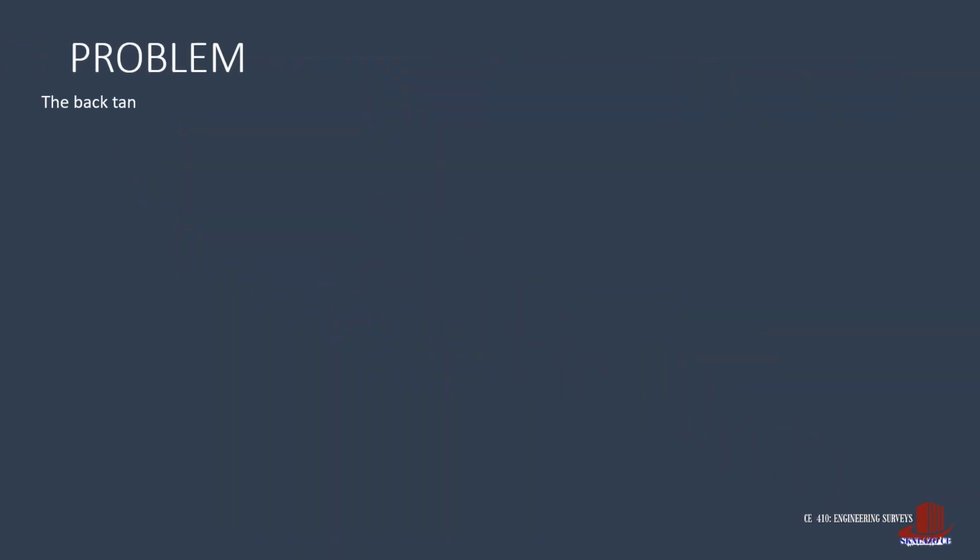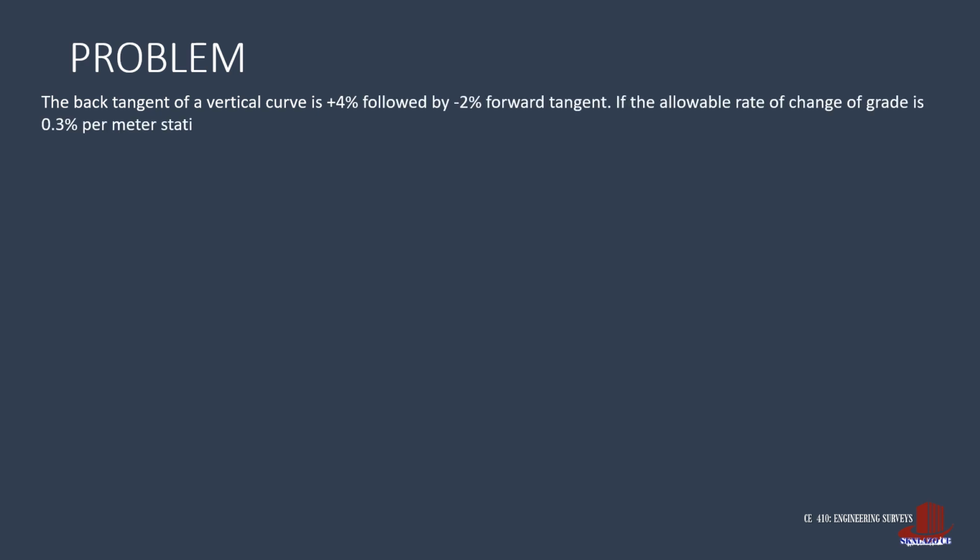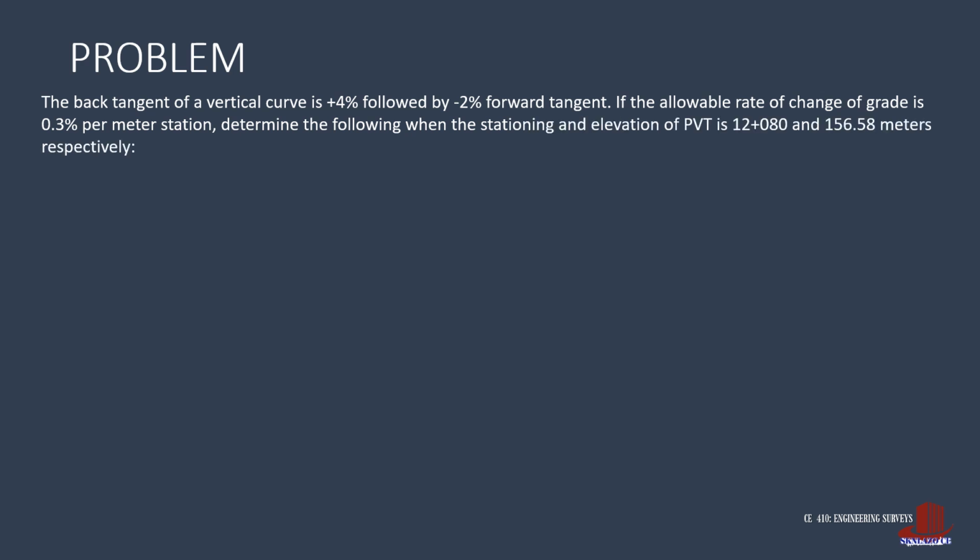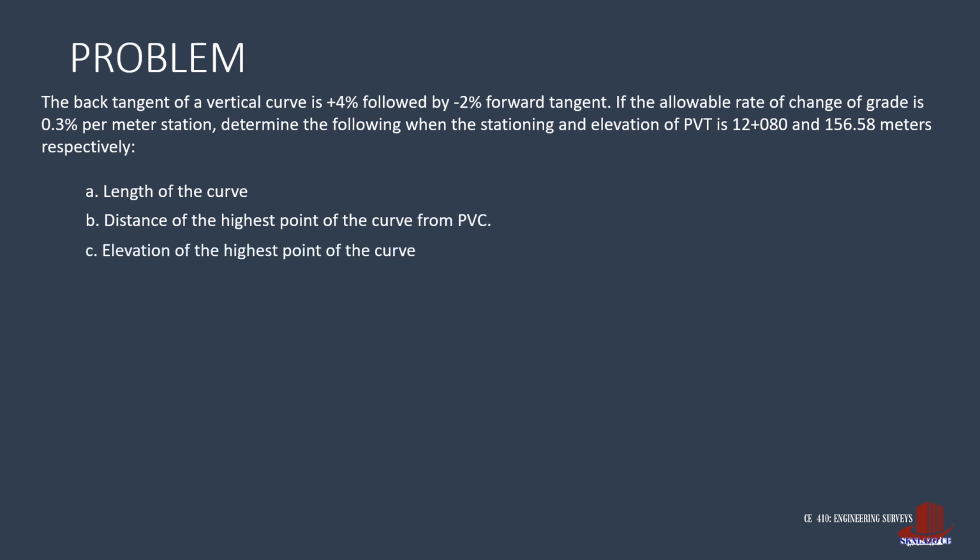The problem describes the curve having a back tangent with a grade of positive 4% and a forward tangent of negative 2%. The allowable rate of change per meter station is 0.3%, and the details of PVT are an elevation of 156.58 meters and station 12 plus 080. We are to determine the length of the curve. By length, we mean the horizontal distance. We also need to find the location of the highest point from PVC and its elevation.